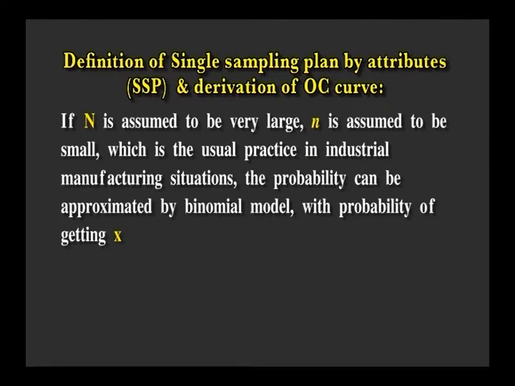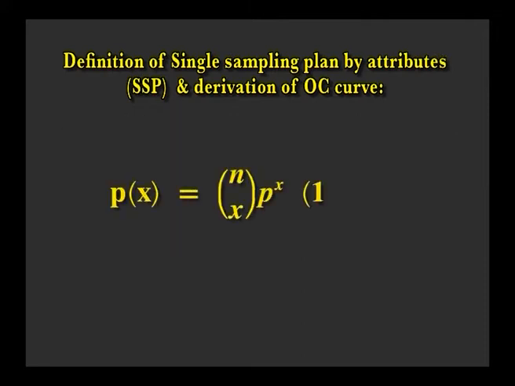If capital N is assumed to be very large and small n is assumed to be small, which is the usual practice in industrial manufacturing situations, the probability can be approximated by the binomial model, with the probability of getting x defectives given by the probability function P(x) = nCx p^x (1-p)^(n-x).